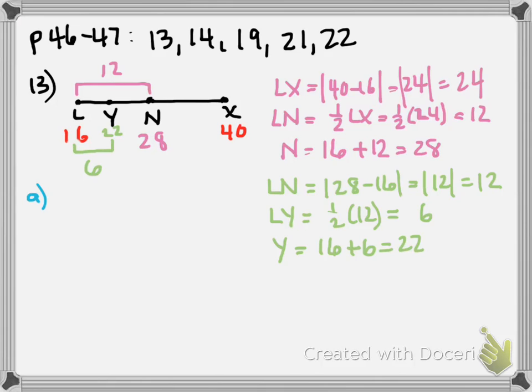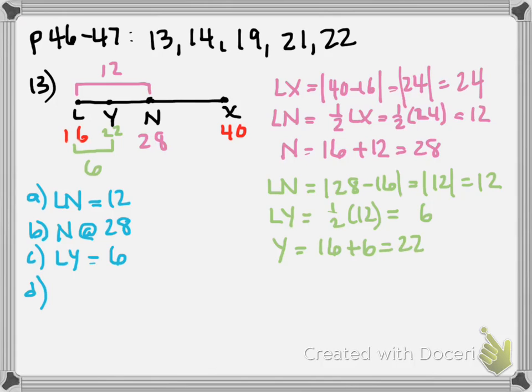For the length of LN, that is 12. For the coordinate of N, he's at 28. For the length of LY, he's 6. And for the coordinate of Y, he's at 22. Okay?